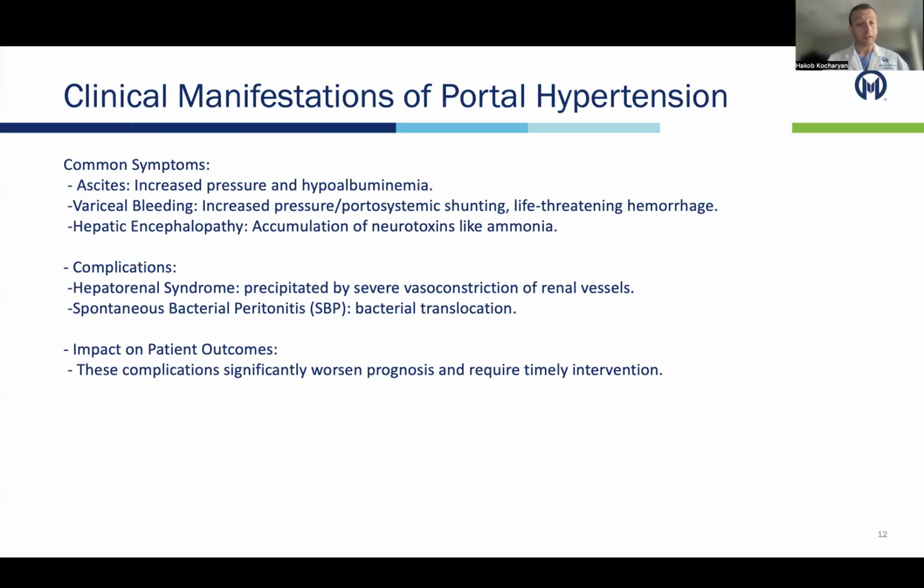We talk about complications of hepatorenal syndrome, as discussed previously, being a sequela of hormonal dysregulation, and spontaneous bacterial peritonitis from bacterial translocation in the setting of ascites.